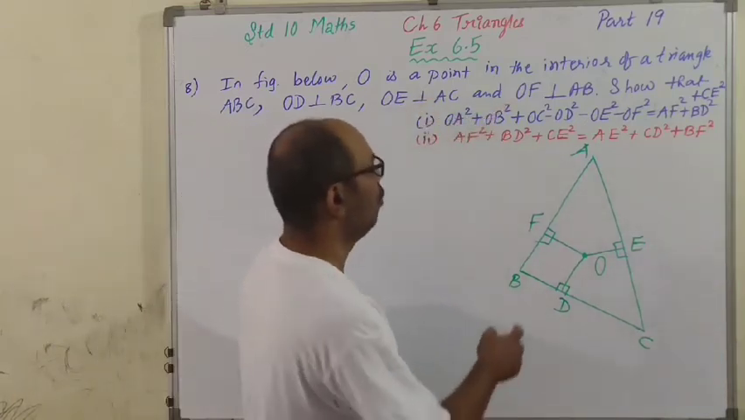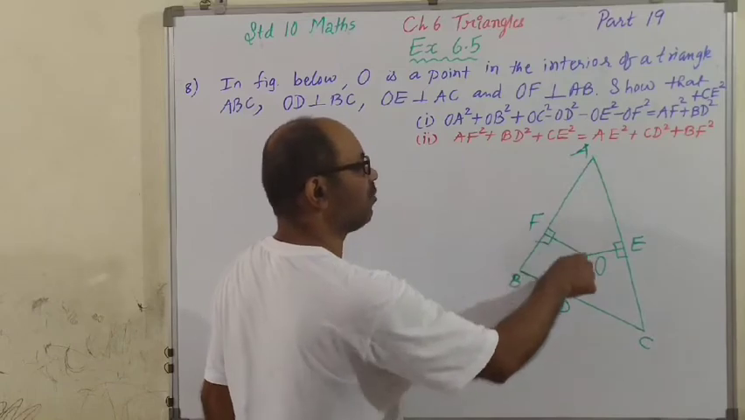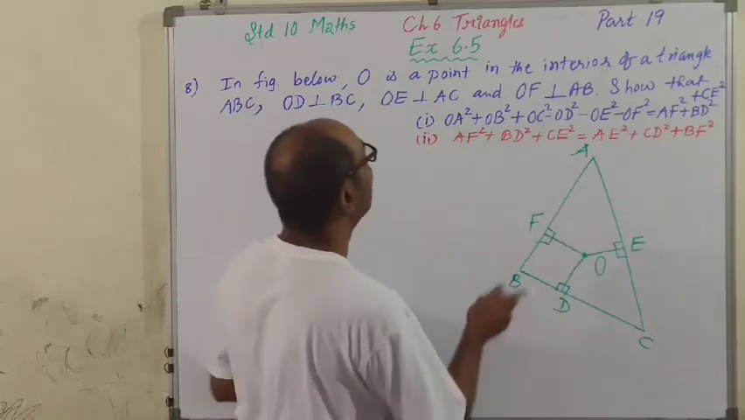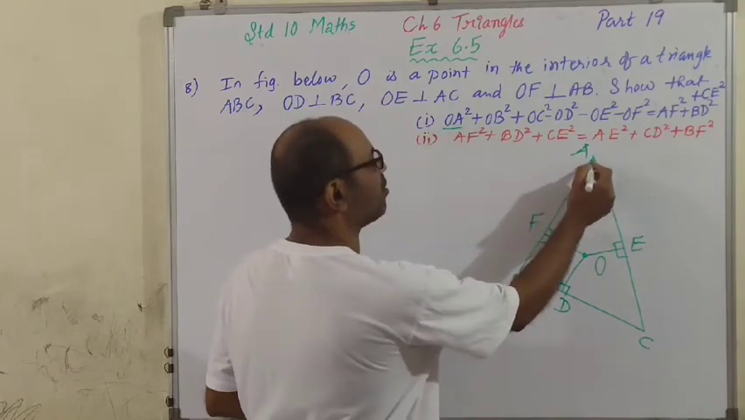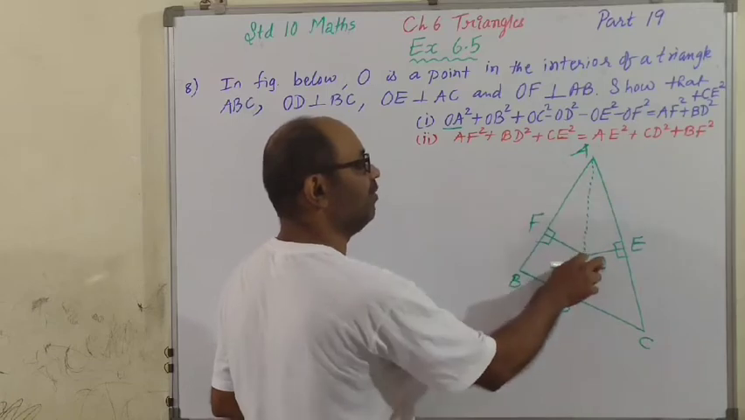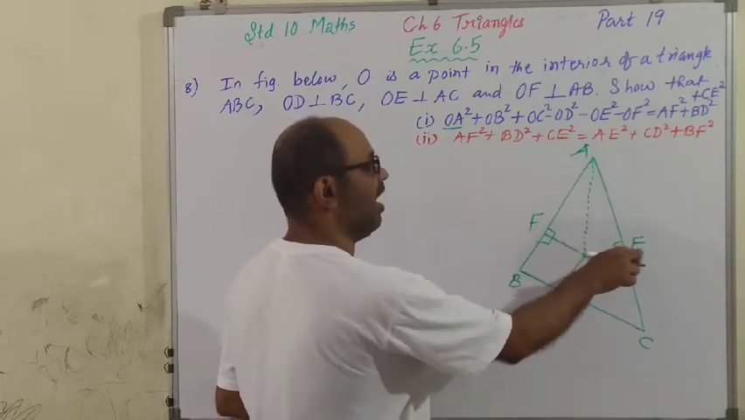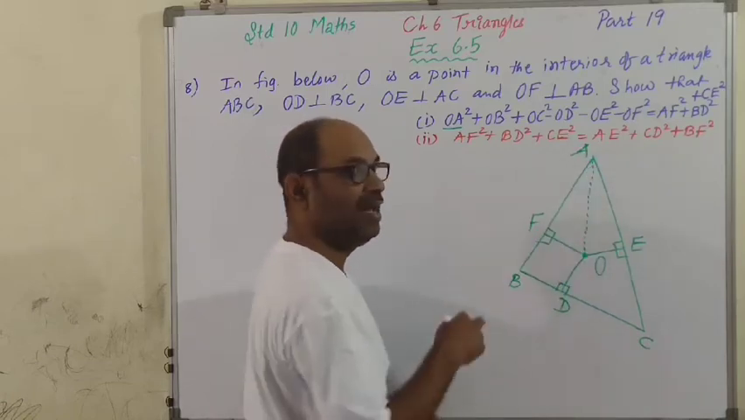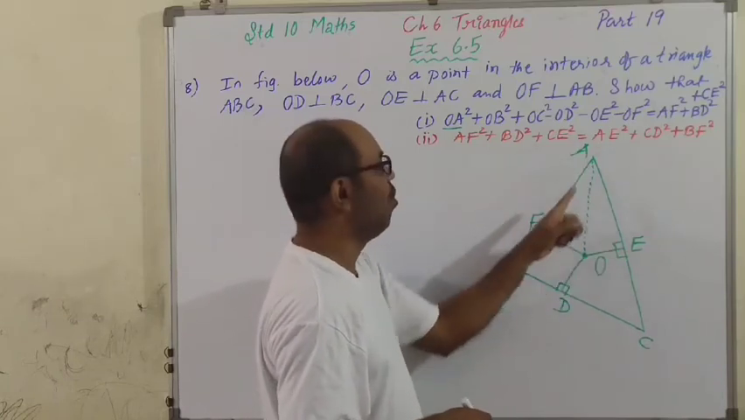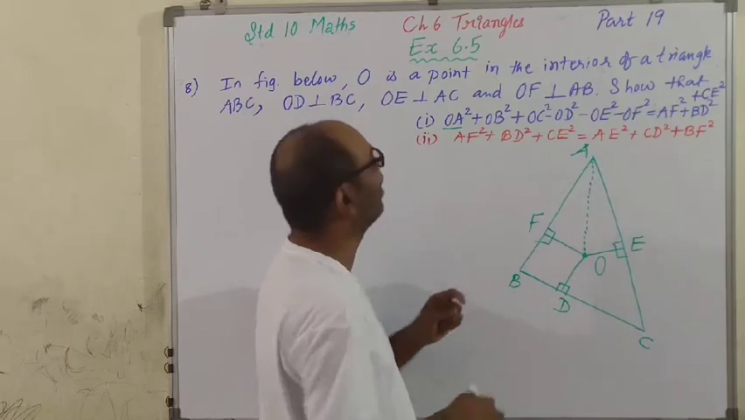Show that OA square, there is no OA here. Look here. We want OA, but OA is not there. So you draw the line OA, and that gives me two right triangles, OAE and AOF. AOE is a right triangle. AOF is another right triangle.